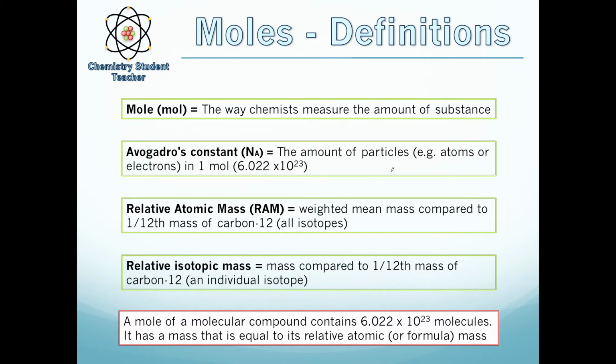So a mole of a molecular compound contains 6.022 times 10 to the power of 23 molecules. It has a mass that is equal to its relative atomic or formula mass if you're looking at an entire molecule. This means, if we take carbon-12 as an example again, that 1 mole of carbon-12 will weigh 12 grams. And it's true for all atoms. So oxygen, which is 16, it will weigh 16 grams.